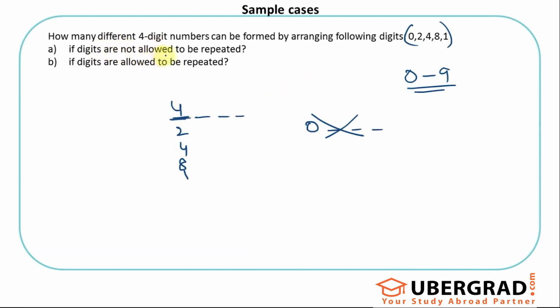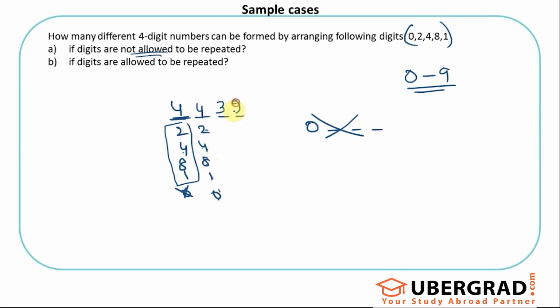Digits are not allowed to be repeated, right? So I cannot use the digit I used already. So here I would have used one of these 4. In the next blank, out of 2, 4, 8, 1, 0, one of the 4 has already been used, so I cannot use that. Let's assume I use 2 here, I cannot use 2 again, so I can use 4, 8, 1, 0. If I used 4 here, I cannot use 4 again, so I can use 2, 8, 1, 0. So I'll be left with 4 options.